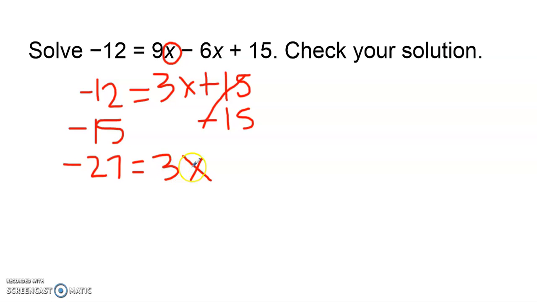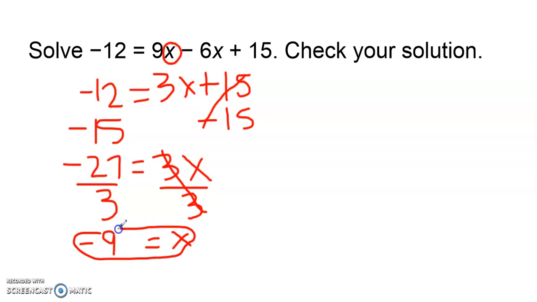Now we've got 3 times our x here, so we just need to divide on both sides. That will cancel out, leaving just x right there. And then negative 27 divided by 3 is negative 9. So that's our solution. Now we need to check the solution, so we'll just do that by simply plugging this negative 9 in for all of our x's.